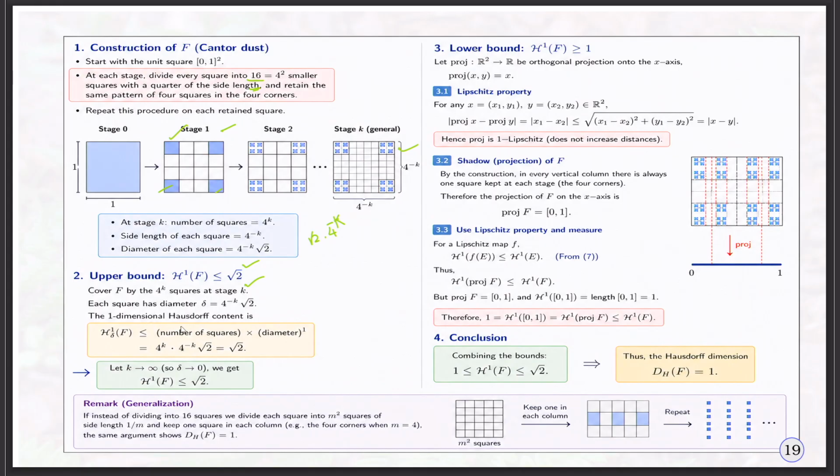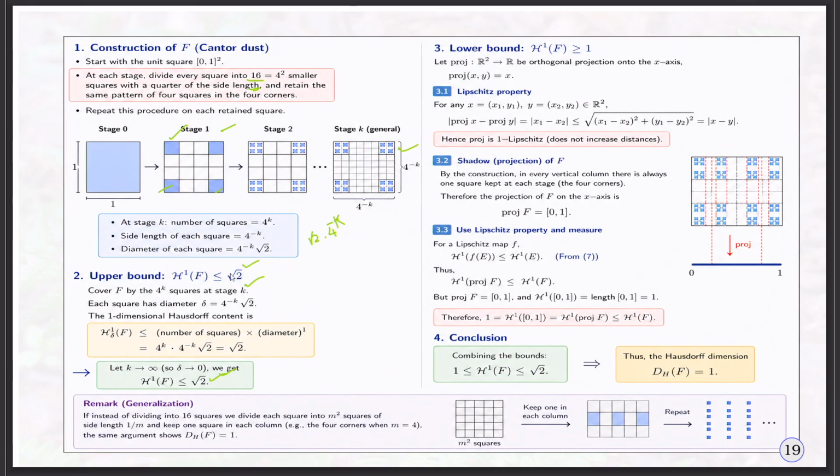Thus, the one dimensional Hausdorff content, that means Hausdorff measure, H delta of 1 of F is less than or equal to the number of squares times the diameters to the power 1. The number of squares is 4 power k, each of this diameter, which gives root 2. Therefore, H^1 of F is less than or equal to root 2. The one dimensional Hausdorff measure is less than or equal to root 2, as k tends to infinity and delta tends to 0.